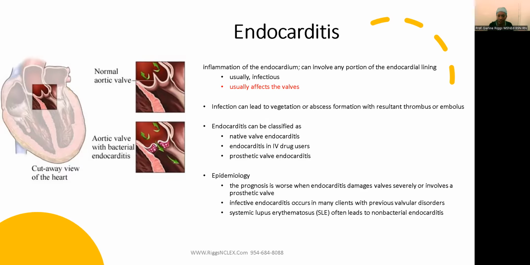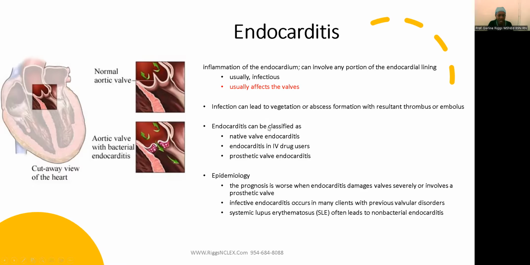Endocarditis affects the valves, and that's our biggest issue. The effect on the valves causes thrombus. Infection leads to vegetation or abscess formation, with resulting thrombus and embolus, big clots.